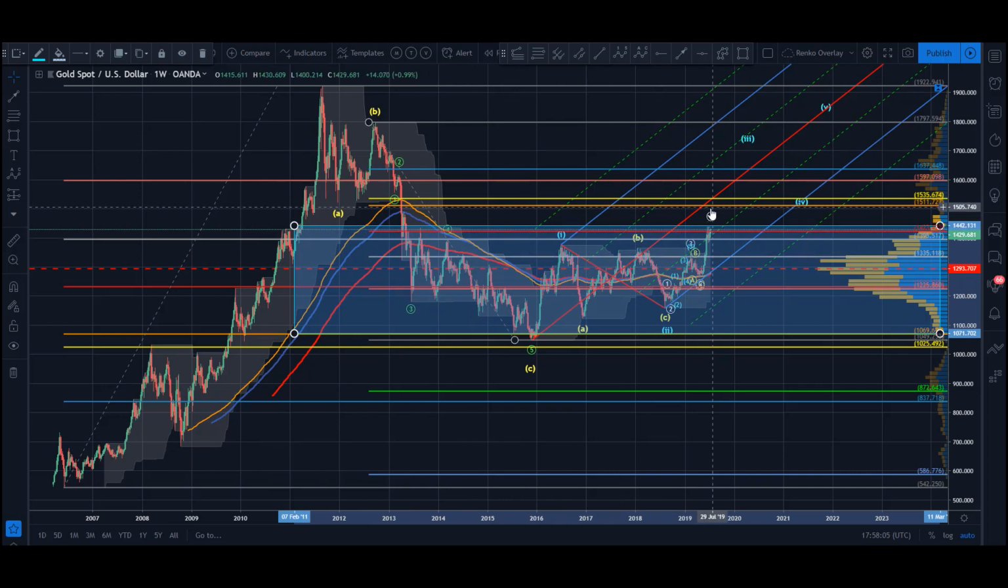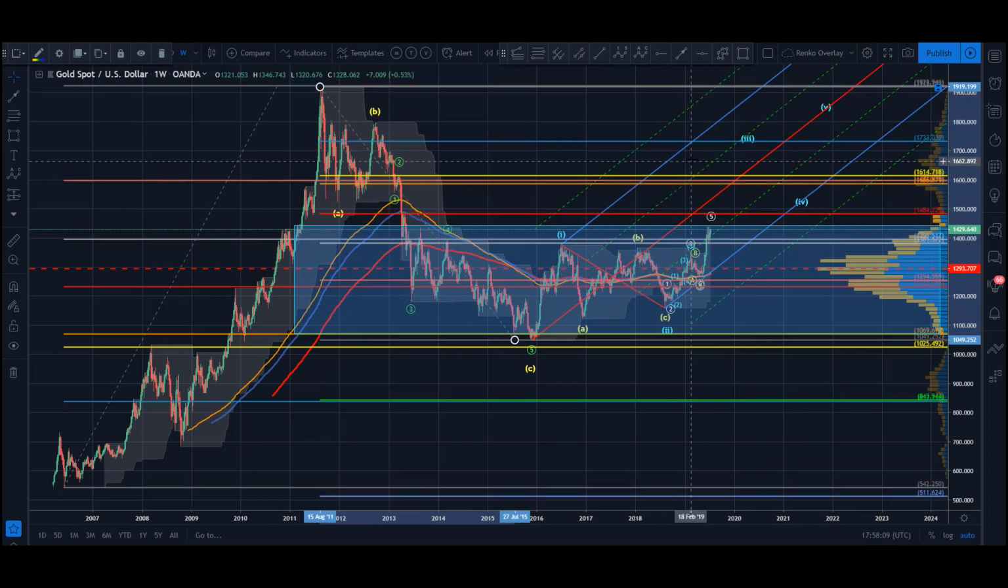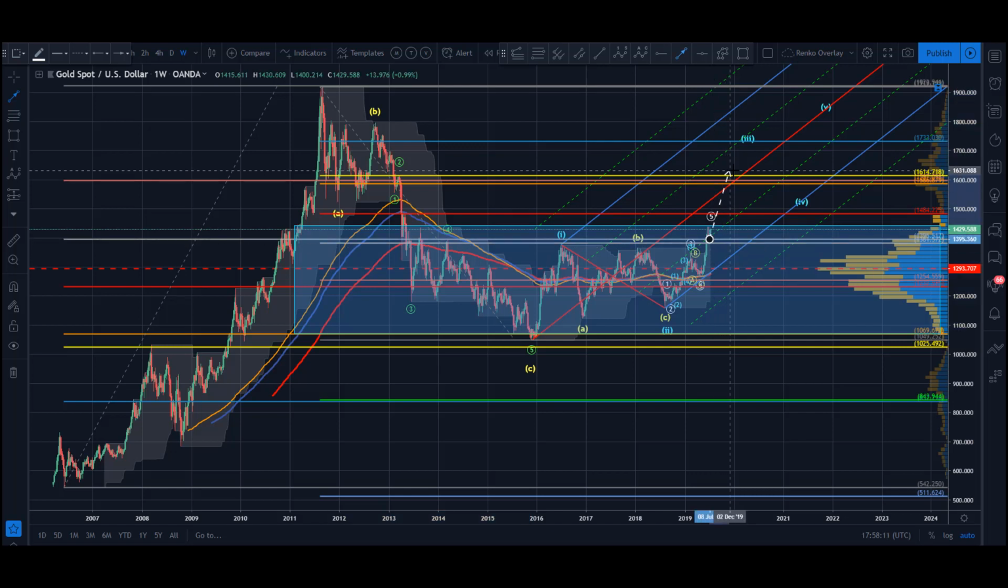Now, if we continue to break, of course, the resistance will just pull up to the next pivot, and you can see here's the big one. So we've got to get through that. And interestingly, potentially we're right in line with that set of median lines.